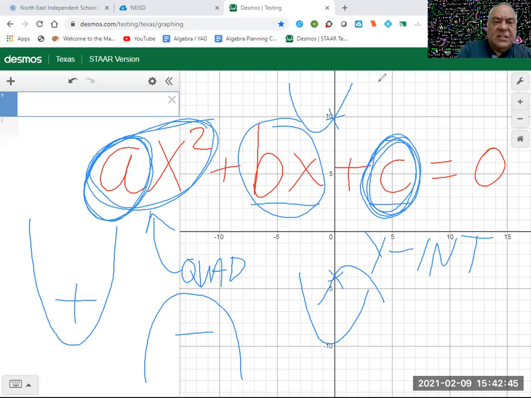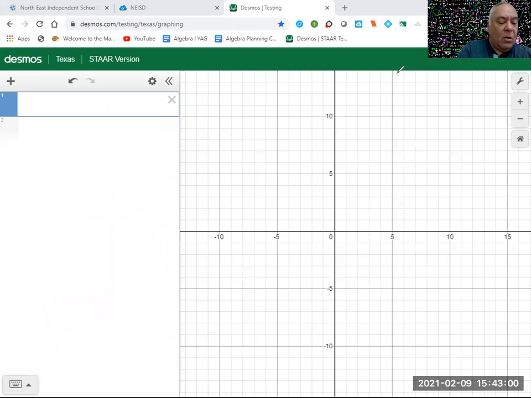Okay, but the important thing is, does it open upward or downward? If it's positive, it opens upward. If it's negative, it opens downward. Look at the y-intercept. That's where the parabola crosses the y-axis. It's that simple.